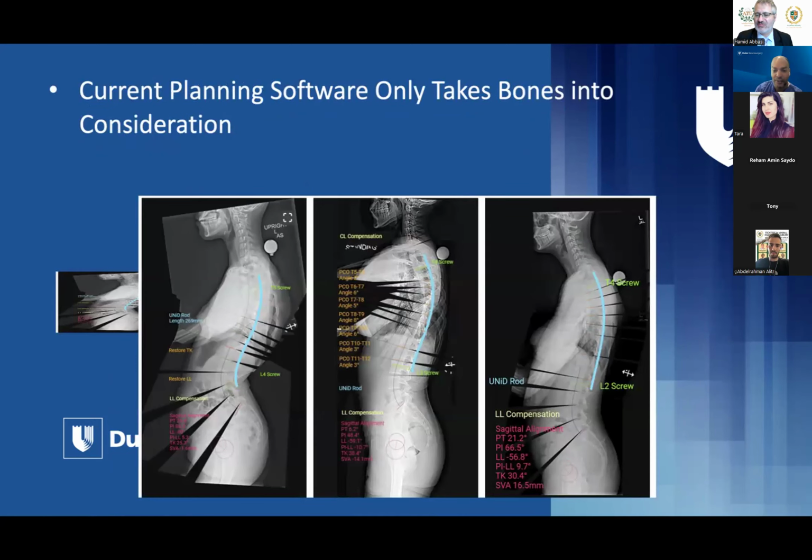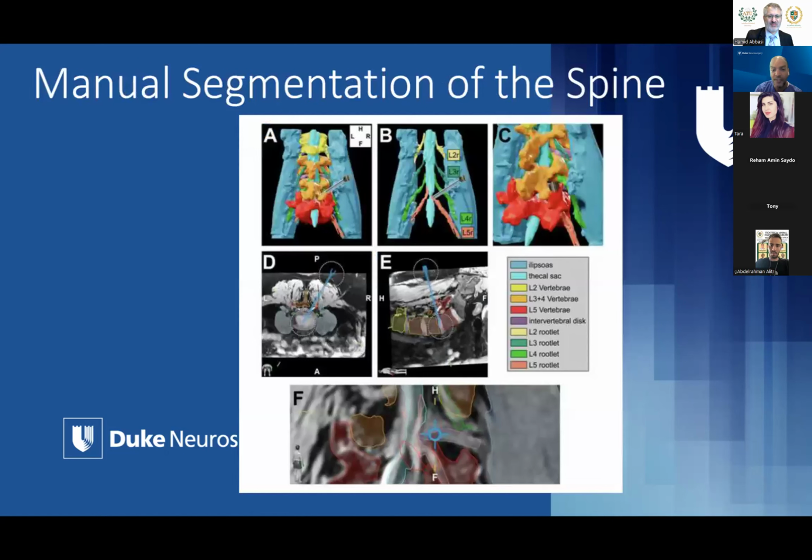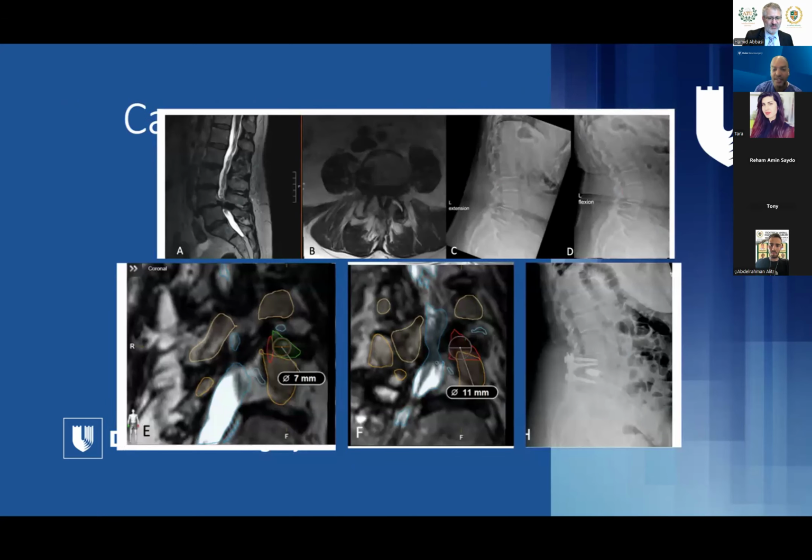If you look at the current planning software, they only look at bony structures and spinal pelvic parameters and so on. But we know that nerves, vasculature, muscles, ligaments, as Dr. Tara showed, you have to look at all of these things. So what we've done is we've worked very hard to do manual segmentation of all aspects of the spine. We're looking at the psoas, the bones, the nerves, and from that we are deciding which pathway we should do.